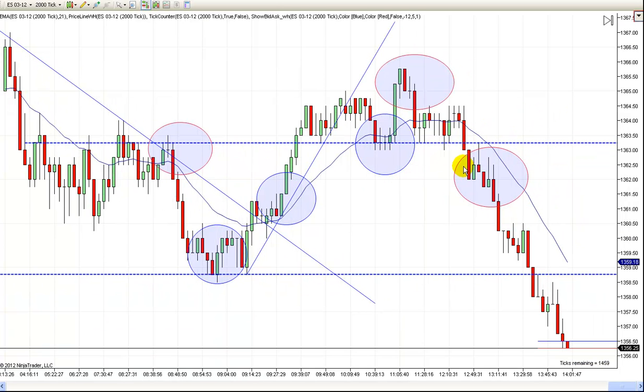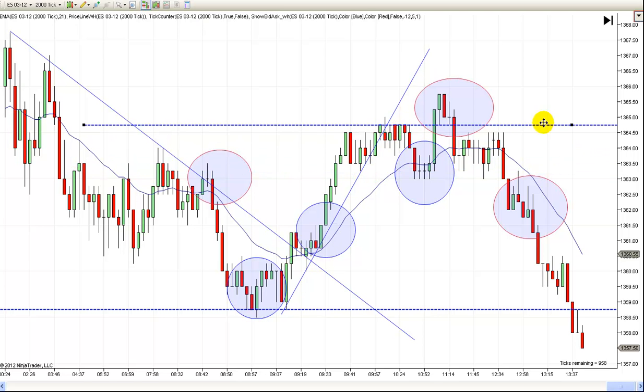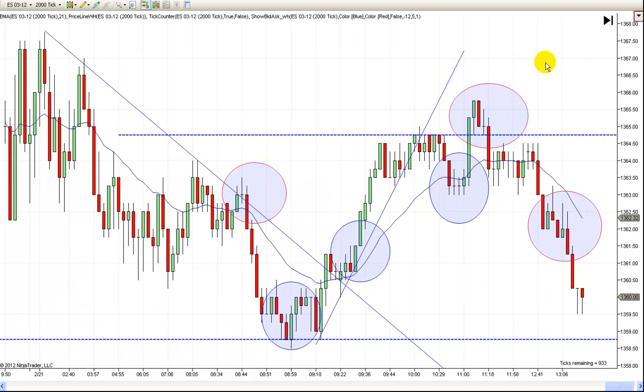And I try to stay with what I call key entry points. And just remember, the key entry points are always pullbacks to the trend lines and the EMAs, and tests of former strong support or former strong resistance. That's where most of your key entry points are going to happen.